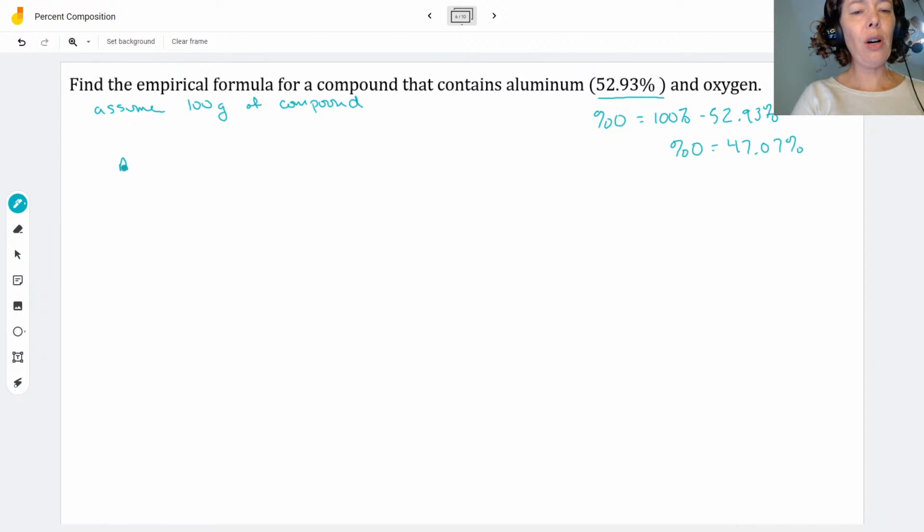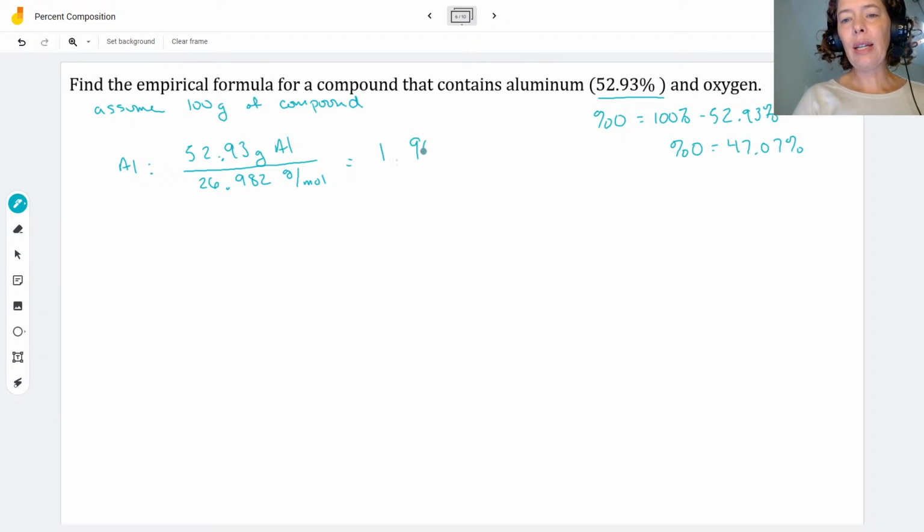So for our aluminum, we are going to take our percentage, assuming 100 grams, which means we have 52.93 grams of aluminum, divided by the molar mass of aluminum, which is 26.982 grams per mole. And that will give us 1.96 moles of aluminum.